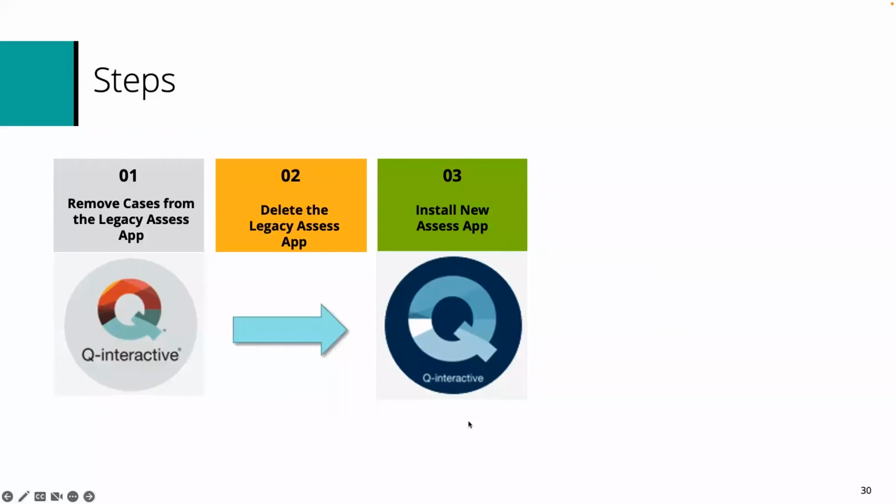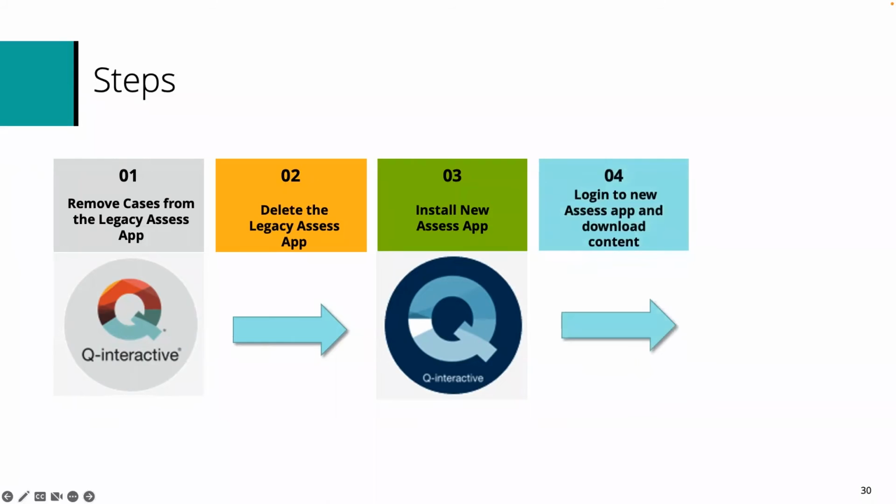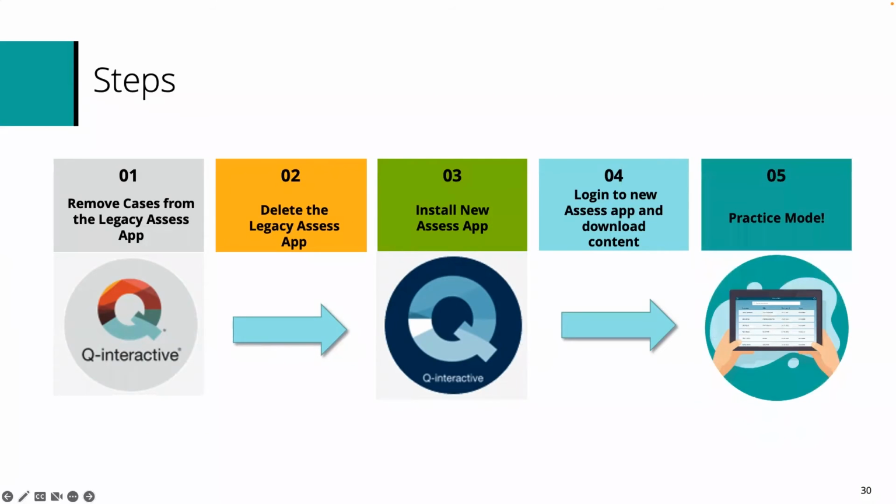So just by default, you should most likely, if you can, delete any assessments you have on the old app, and then also delete the app itself before you install the new Q-interactive app. To do that, you can go directly in the App Store, search for Q-interactive, and you'll see this nice little blue version of Q-interactive. Then you can log into the new Assess app, download any content if needed, and start practicing.